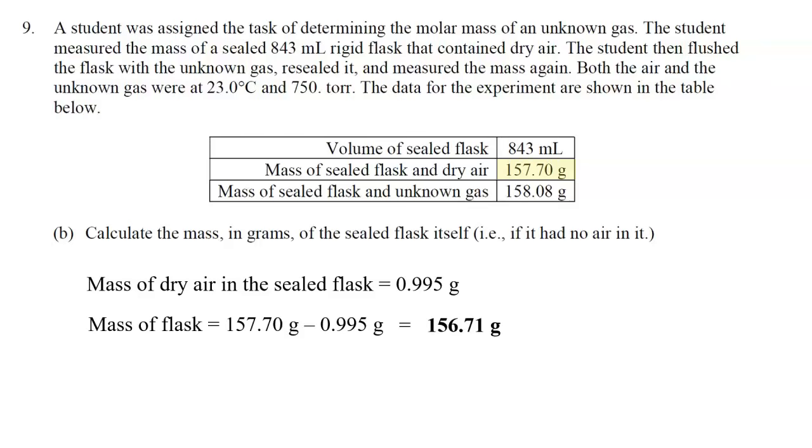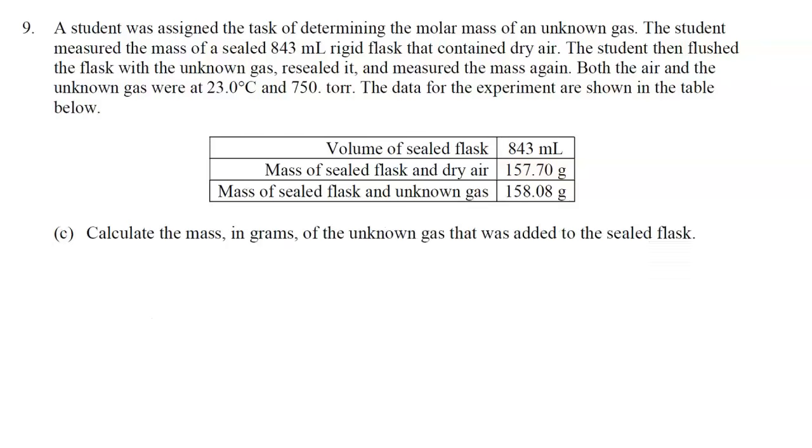Now let's take a look at part C of this question, which is talking about the unknown gas. So part C says calculate the mass in grams of the unknown gas that was added to the sealed flask. So remember that in part B, we have just determined that the mass of the sealed flask itself, with nothing in it, has a value of 156.71 grams. And looking at the data in the table, the combined mass of the sealed flask and the unknown gas is 158.08 grams. So all we have to do now is just subtract those two values.